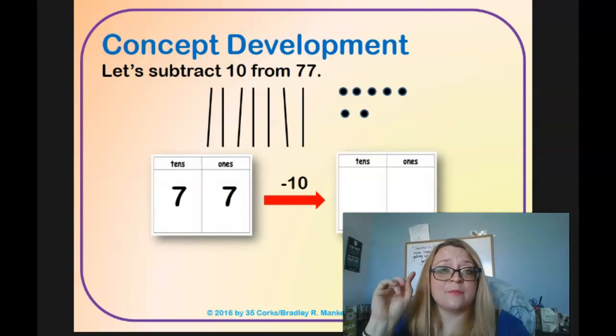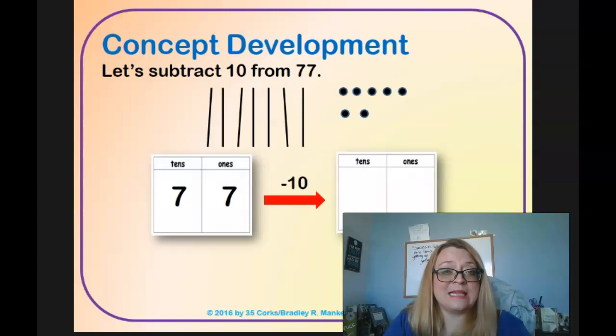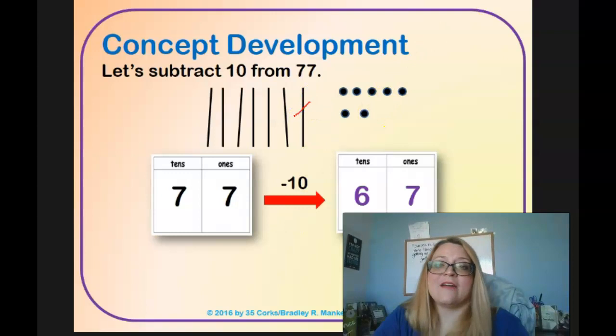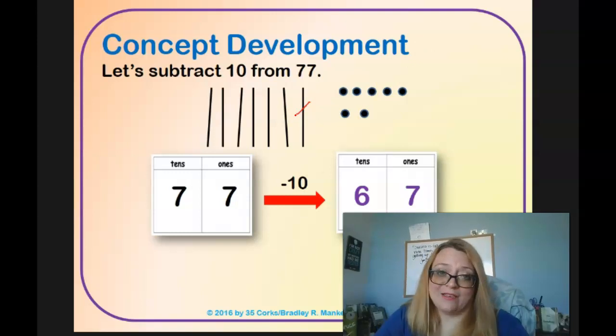If you are not done, push pause now so that you don't see the answer. If you are, let's check it. We are crossing off a 10. Boop. You should have 67.